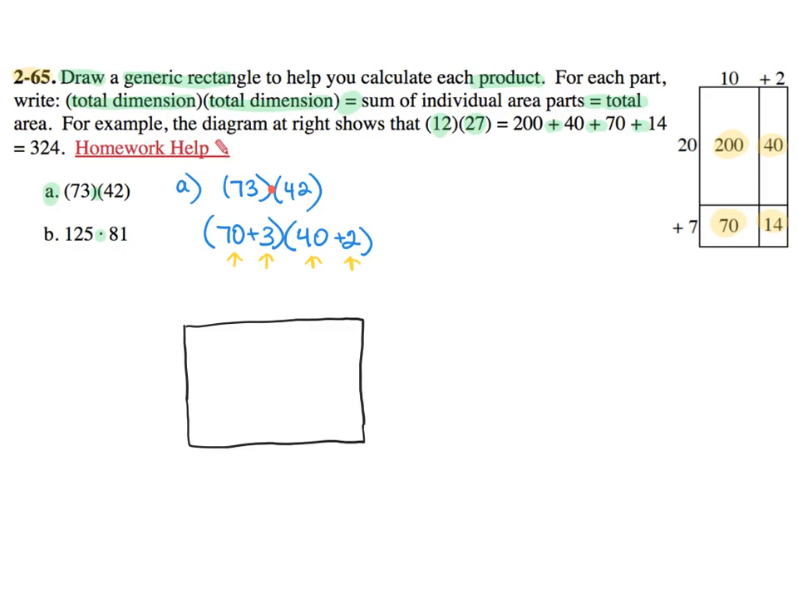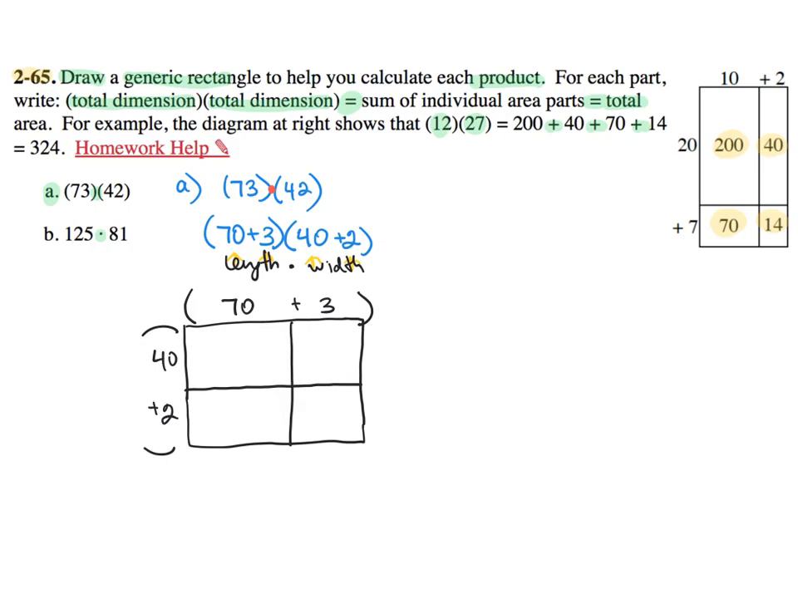I'm going to write the length on top. If this is my length, I'm going to say 70, and we have a plus 3, so that's the separator. And then the width is going to be 40 plus 2, so that's the width to find the area, so times 40, and then plus 2, so that's the separator. Because it's a generic rectangle, I'm just going to keep the sizes the way I have them, but I know 3 is very tiny compared with 70. So now our job is to start multiplying.